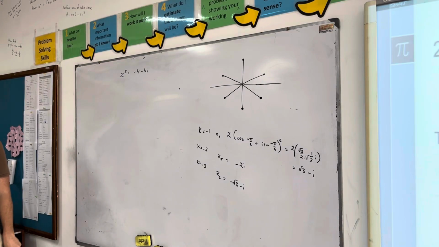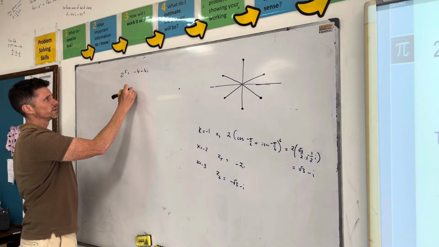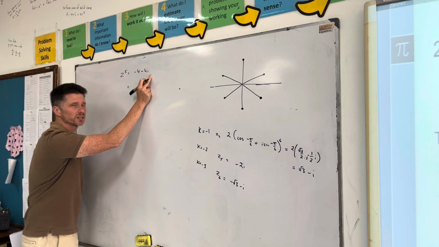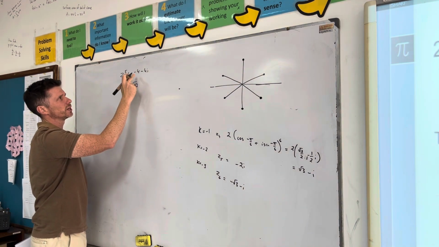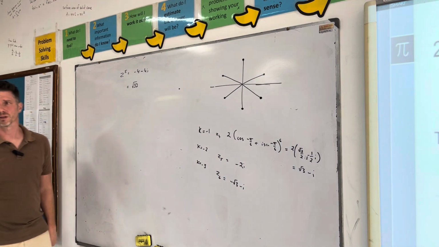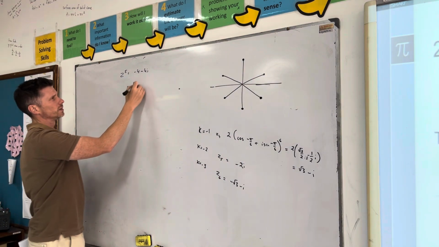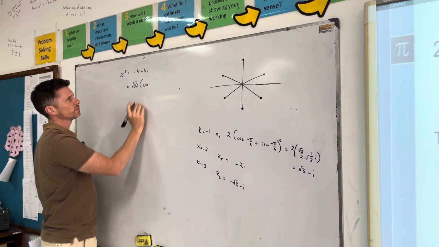First thing we have to do is the polar form. What's the modulus of this? Root 32. Let's just keep it at root 32, 16 square rooted. Cosine. What's the angle here?